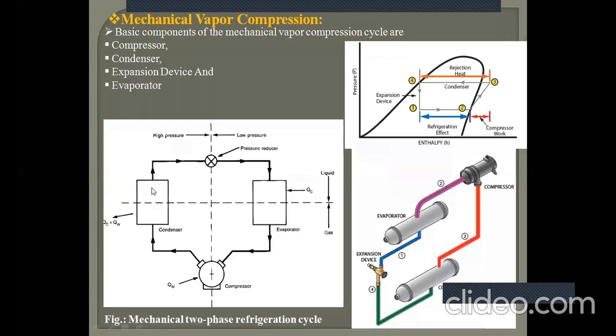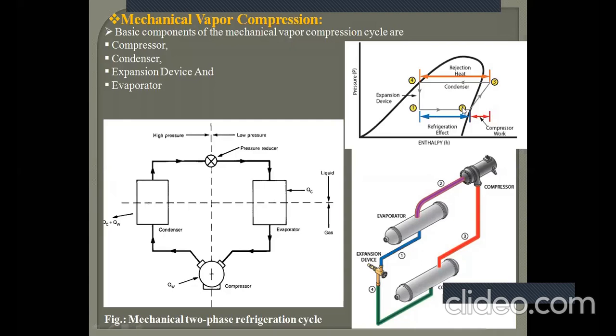Students, as we are all aware, the refrigeration cycle that we are using in day-to-day life is the mechanical vapor compression cycle. The basic components of this mechanical vapor compression cycle are the compressor, condenser, expansion valve, and evaporator, right? This cycle is divided into two parts: low pressure side and high pressure side.